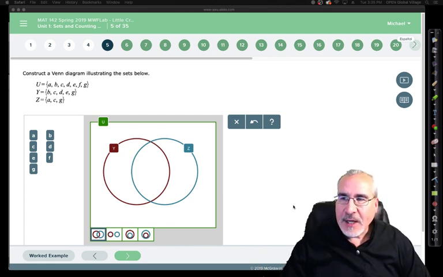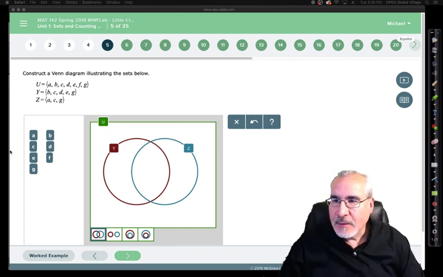So here we are at 5, and we're being asked to construct a Venn diagram. To do this one, we just drag these letters over to where they're supposed to be. So we've got the universal set, which contains all the letters, and then we've got the sets Z and Y, which contain the given ones.